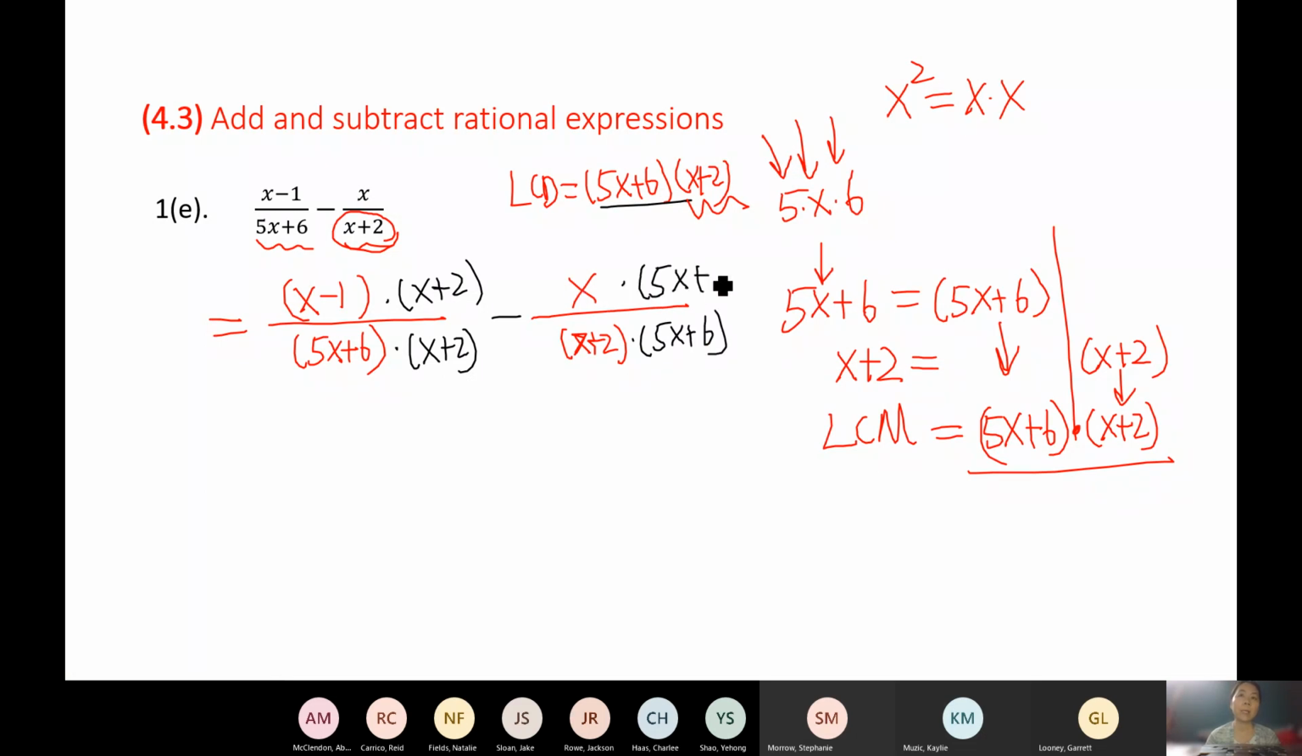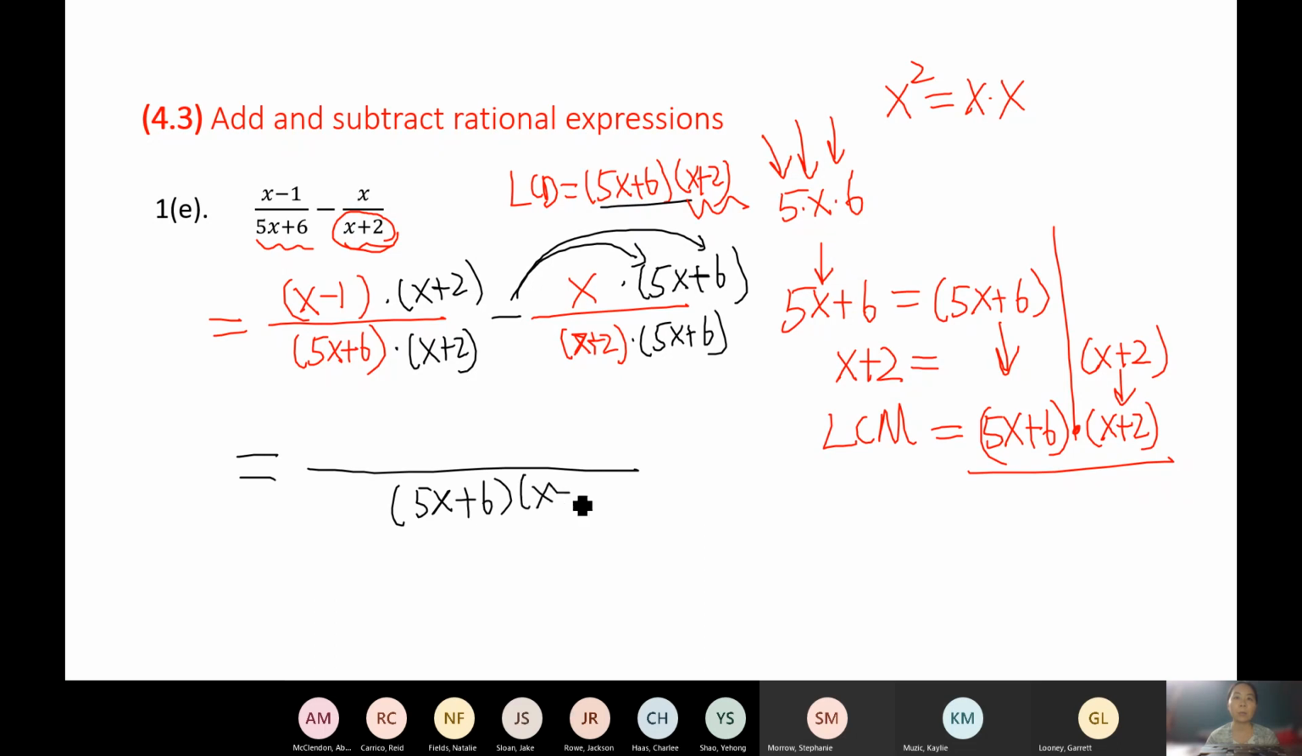A few students made mistakes in the subtraction. So again, one more time, I think there were at least 5 students who made this mistake. When this minus sign goes in front of the second fraction, it needs to be applied to both this term and that term. Many students still had a plus here. So let me work this out. Now we have a common denominator, 5x plus 6 times x plus 2.